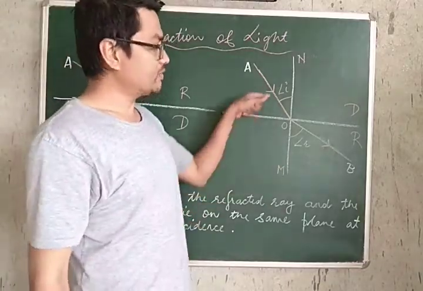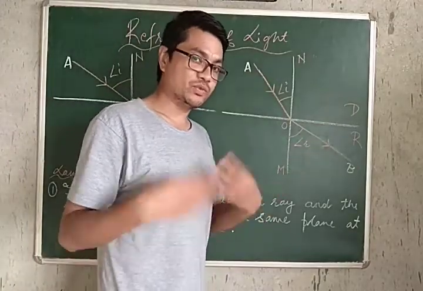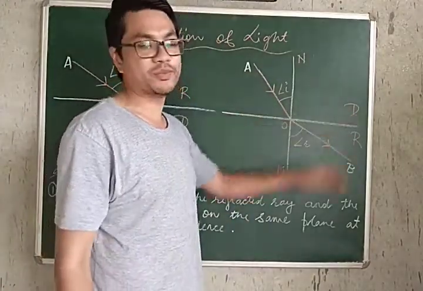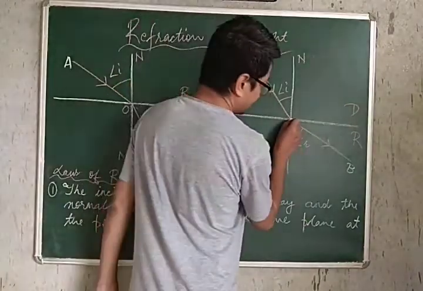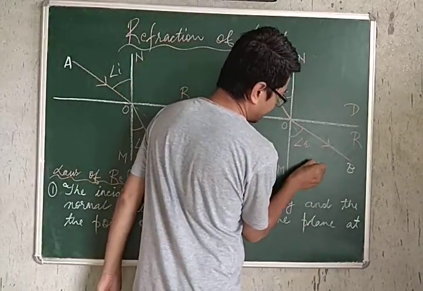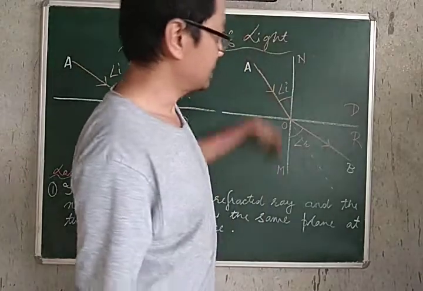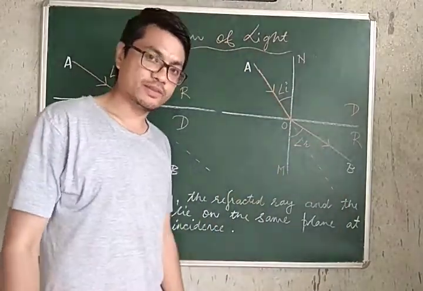Whenever the ray of light comes from a denser medium to a rarer medium, we've seen that the ray of light bends away from the normal. The original direction of the ray of light is somewhere over here.